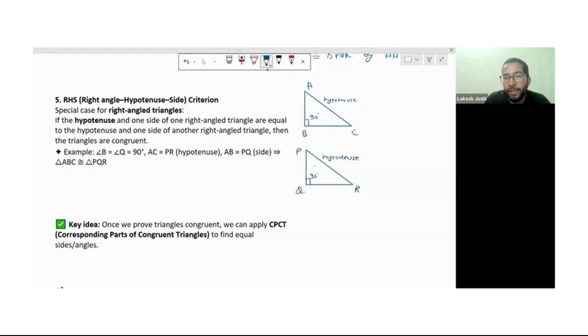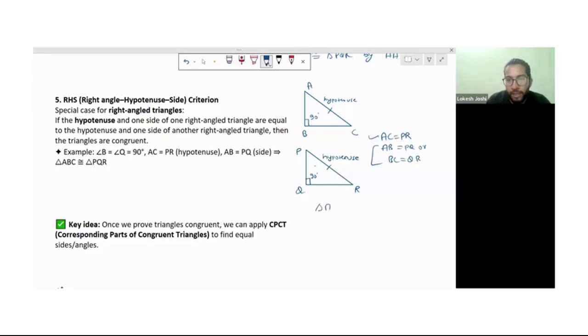So if two hypotenuses are equal, which means AC is equal to PR, and one side of one right angle triangle is equal to one side of the other. So after including the hypotenuse, any one pair, which means maybe AB is equal to PQ, or we can take the base BC is equal to QR. If that holds, then we can say two triangles are congruent using the criteria of RHS, which is right angle, hypotenuse, side.